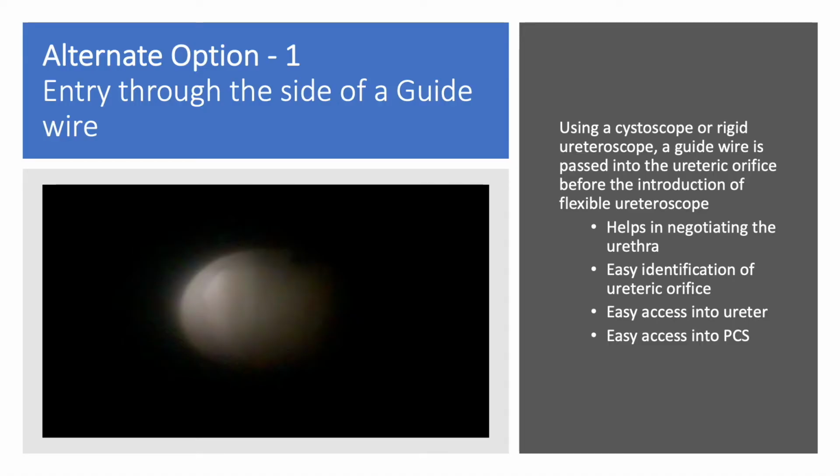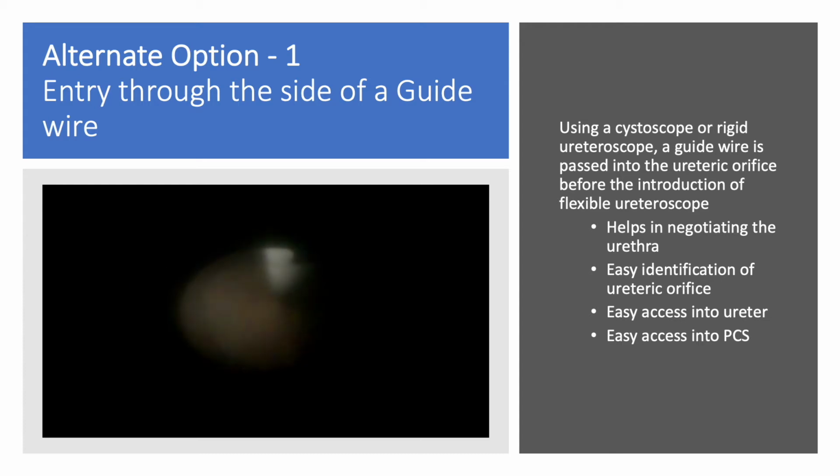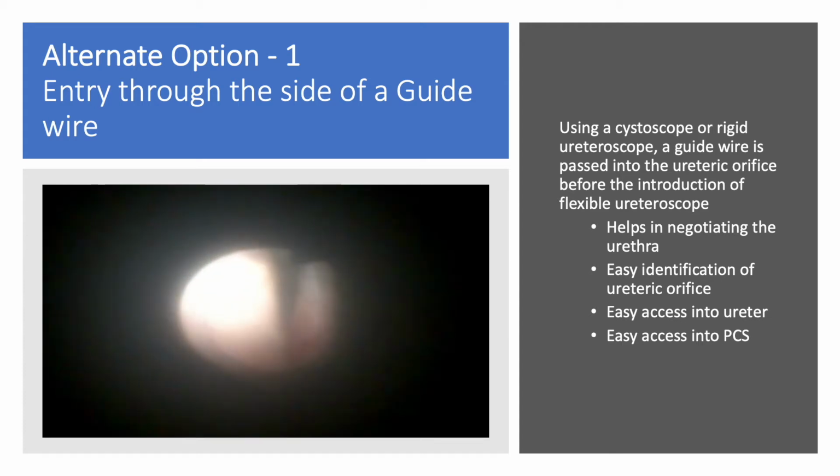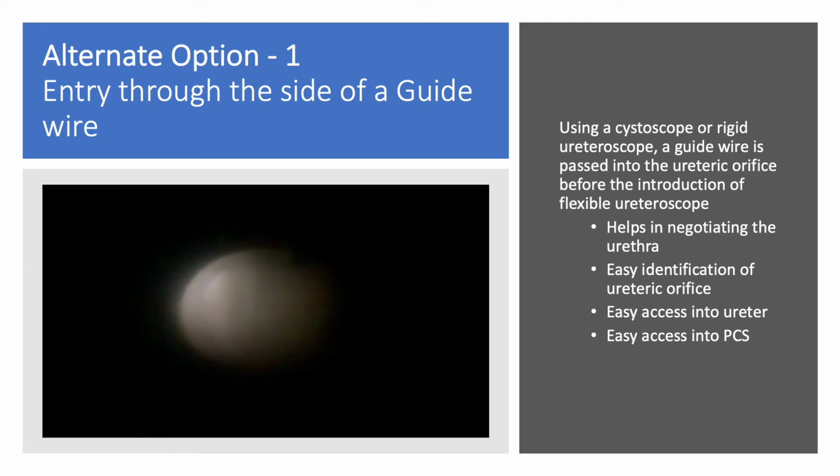Now we will look at an alternate option. This is my preferred approach. Using a cystoscope or a rigid ureteroscope, a guide wire is passed into the ureteric orifice before the introduction of the flexible ureteroscope. This helps in negotiating the urethra, easy identification of the ureteric orifice, easy access into the ureter, and easy access into the pelvic calyceal system. This method solves many problems in one step, and this is the reason for my preference for this approach.